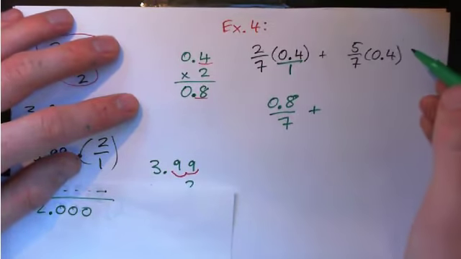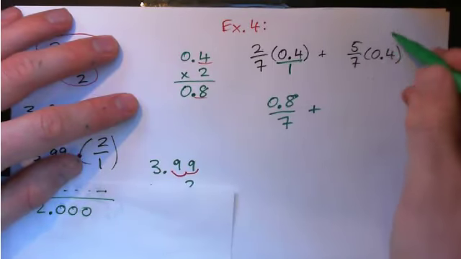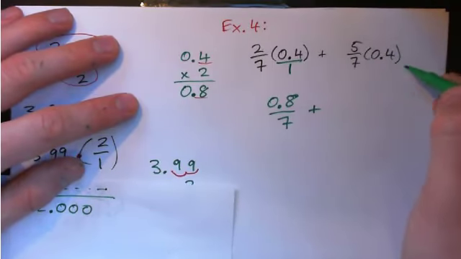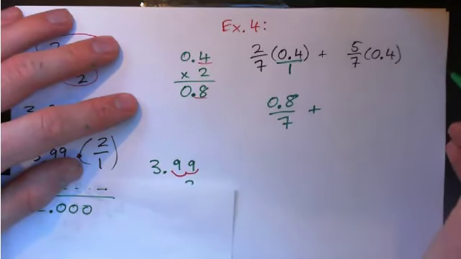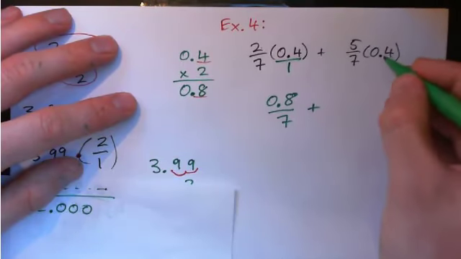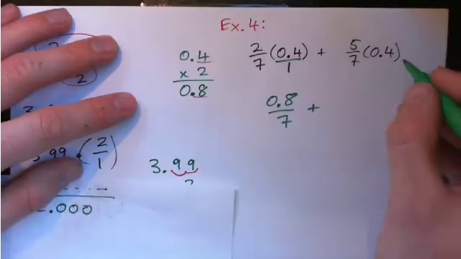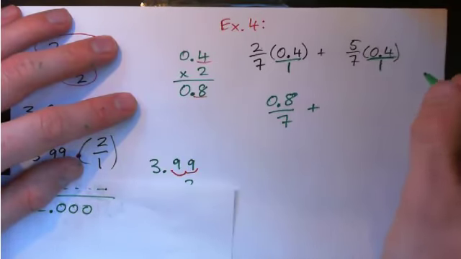Now please press pause and do this one. Please do this one yourself. 5 over 7 times 0.4. What do you get there? Please do this one yourself, just like I did the first one. Okay, you're going to turn 0.4 into a fraction. 0.4 is 0.4 over 1. Now multiply the fractions. Just multiply the tops, multiply the bottoms, right?